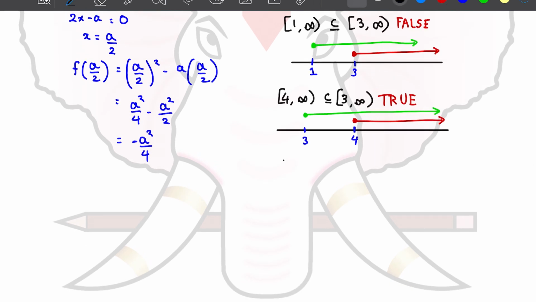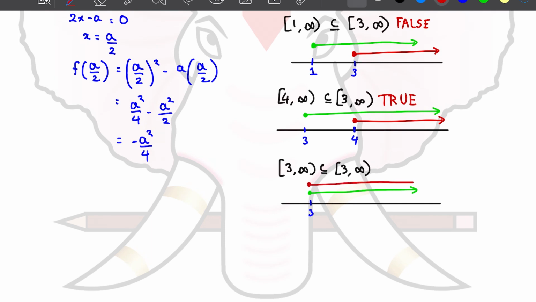Now what happens if I say that 3 to infinity is a subset of 3 to infinity? Is that true? Well, again, let's quickly draw a number line. 3, this is our first range of data values, 3 to infinity, and the other one is 3 to infinity as well. You can clearly see that it still is a true statement because 3 to infinity is a subset of 3 to infinity. So this is true.